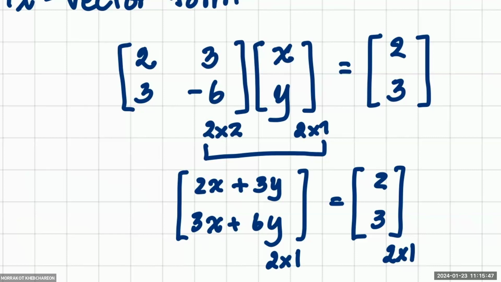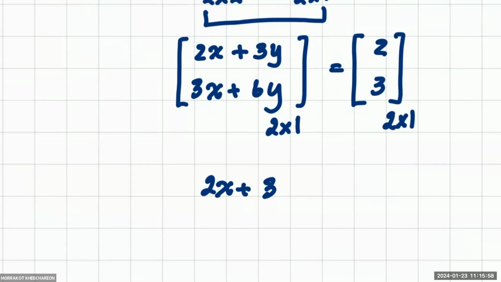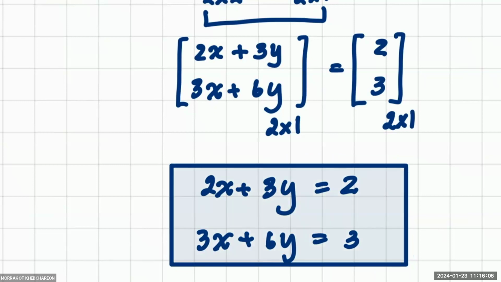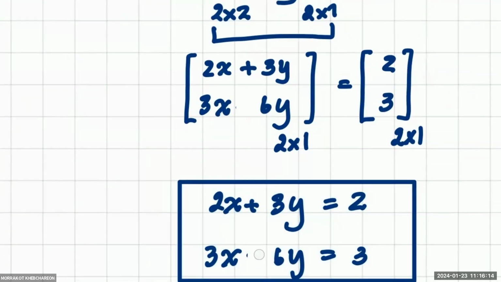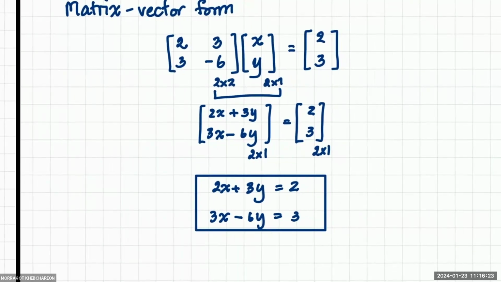So when matrices are equal to each other, each location must be the same. Okay? So it's going to be 2x plus 3y equal to 2, 3x plus 6y equal to 3, which is the equation that we have. Minus 6, thank you. So it's minus 6y equal to 3. So you have these two equations.